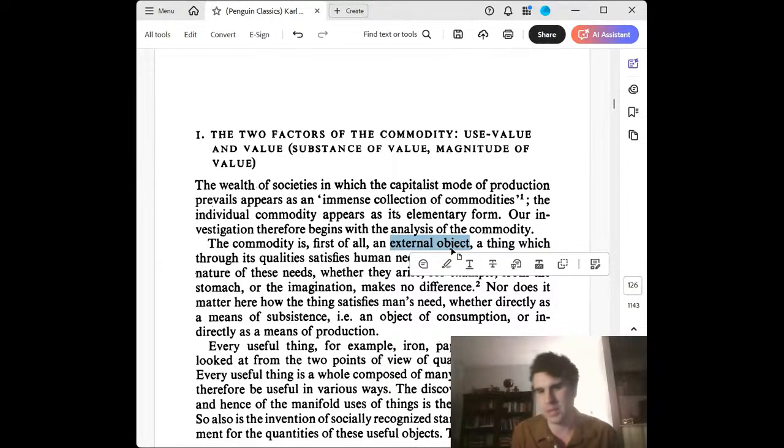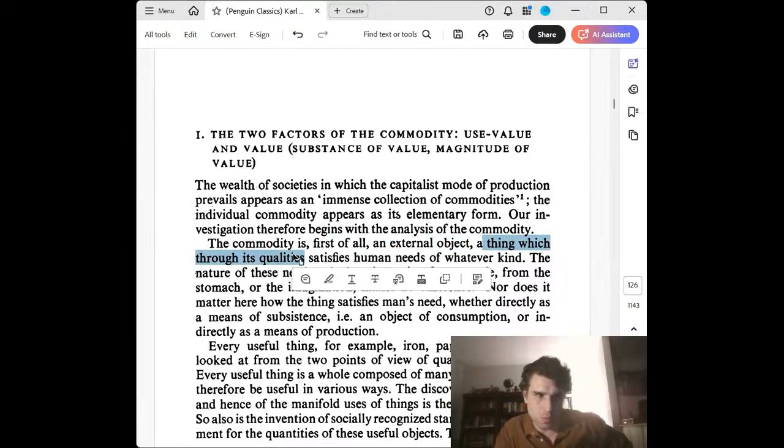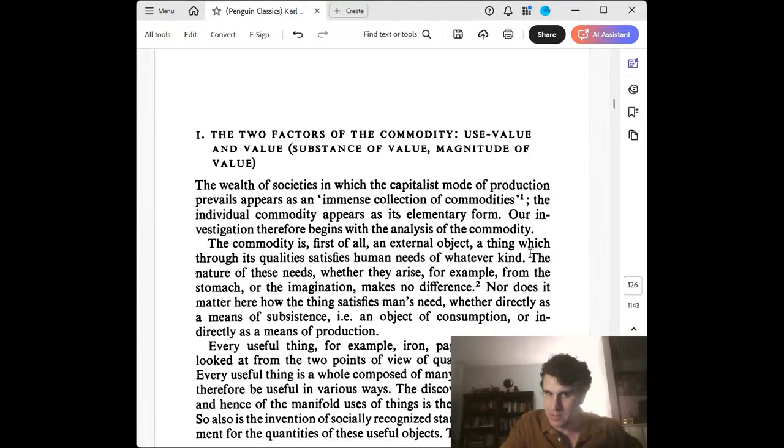Now, you might ask, what about something like intellectual property? Well, there has to be some externalization of it, like it can be copied digitally or something like this. There is some kind of expression: if I'm going to give my idea to you, I have to communicate it to you in an external form to some degree. It's a thing which through its quality satisfies human needs of whatever kind.